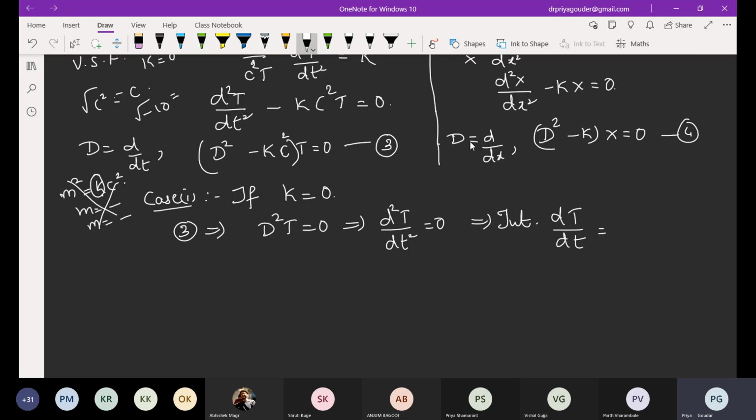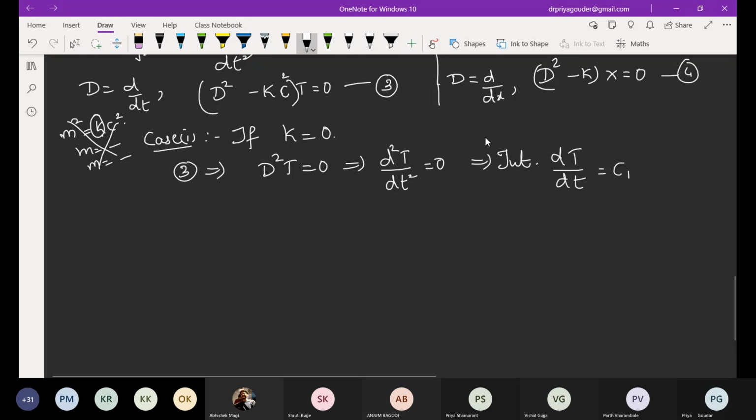First order derivative. What is the integration of 0? 0 is 0. Whenever you integrate a whole step, what do you do? Add a constant. Take it as some C1. Now, is it the answer? No. What we have to do? Again, integrate. See, this is differentiated, no? So easily we can integrate it.